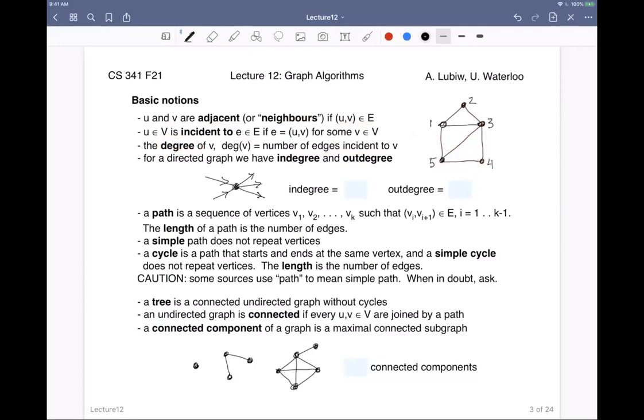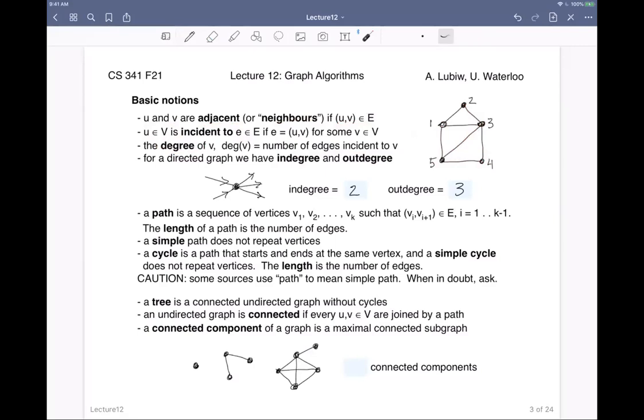Now, for a directed graph, we talk about the in degree and the out degree, because we distinguish whether the edge is pointing into the vertex or pointing away from the vertex. So in this little example, this vertex here has 2 edges coming in. So I say the in degree is 2. And on the other hand, it has 3 edges going out. So the out degree is 3.